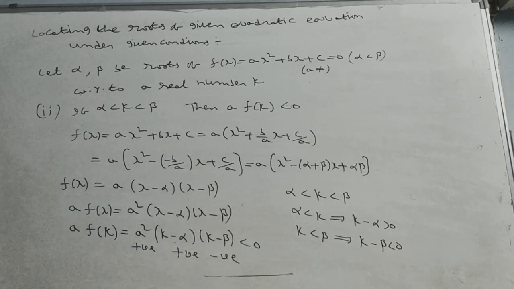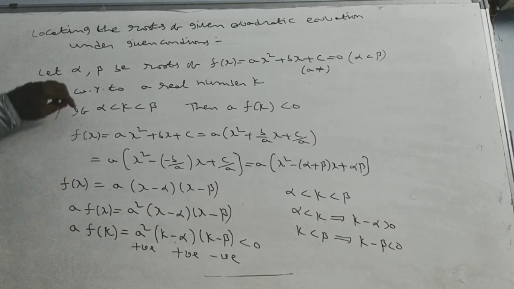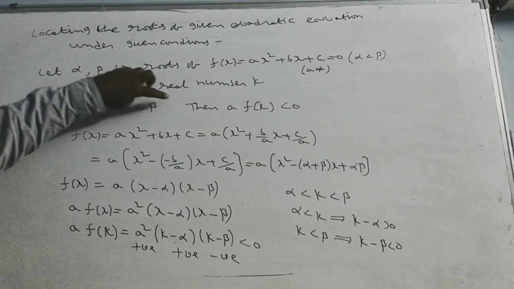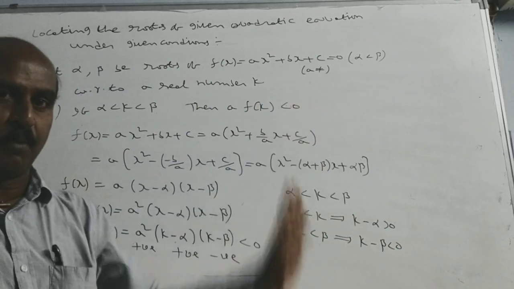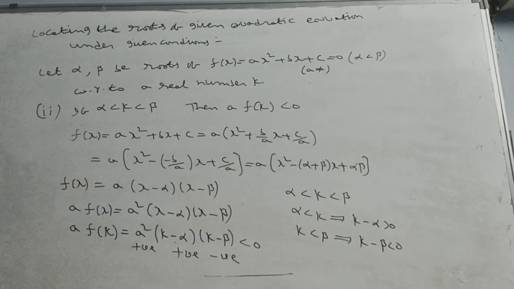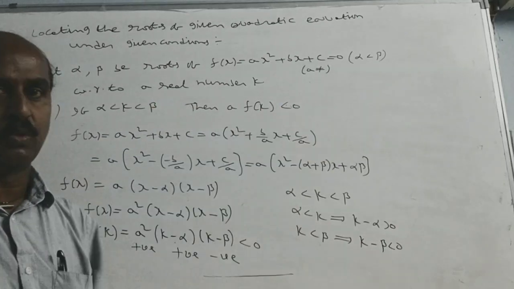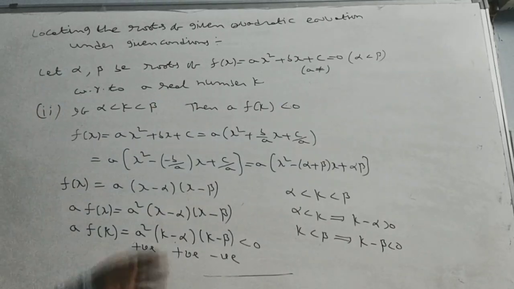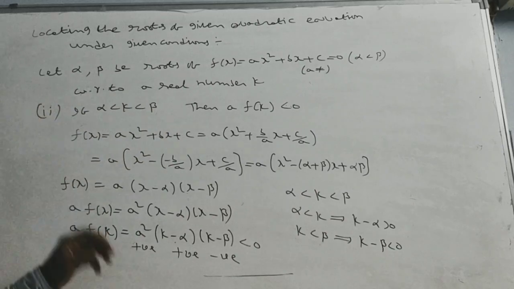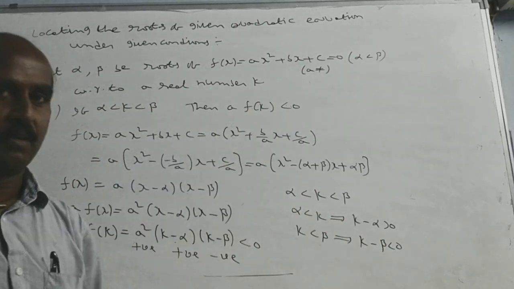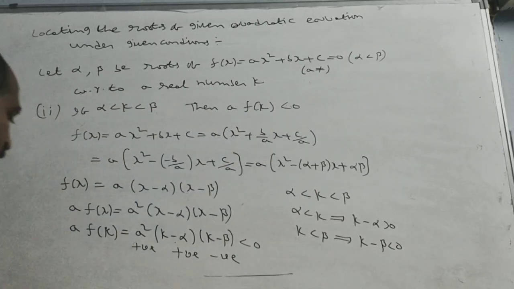So we were discussing three conditions. First one is if both alpha and beta are less than k, then a into f of k positive. And second one is if both alpha and beta are greater than k, then a into f of k positive. Third one is if k lies between the roots alpha and beta, then a into f of k is negative. Let us see one example on this model.